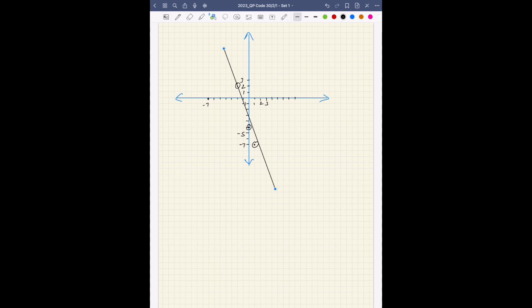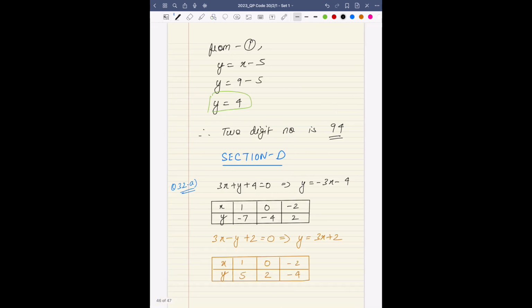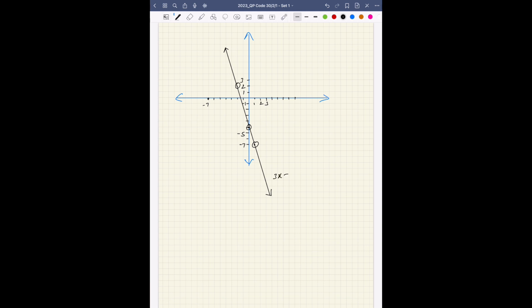Make sure it passes through all the points you have drawn. So please use a ruler for this. Okay, this is L1, and always write the equation of the line next to it. So this is 3x plus y plus 4 is equal to 0.